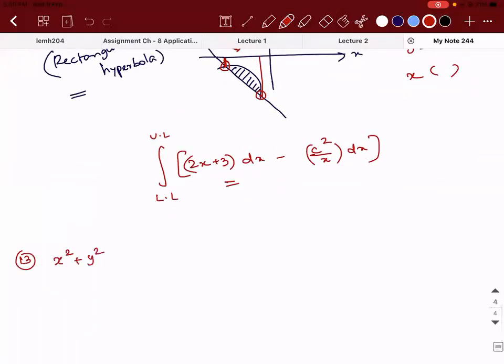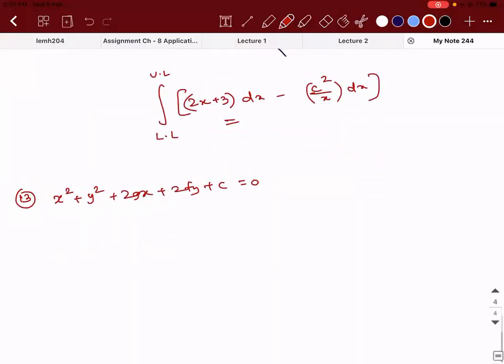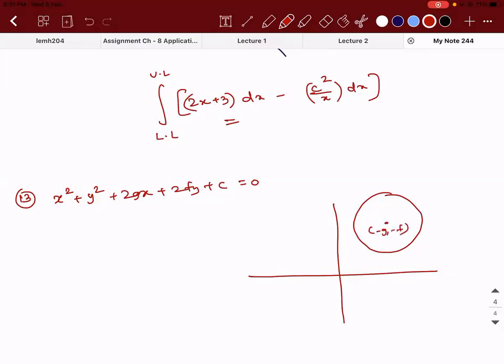x square plus y square plus 2gx plus 2fy plus c is equal to 0. What is this, guys? I myself slipped. This is a circle, but the center is no more at the origin. It is going to be minus g comma minus f, and the radius of the circle will be root of g square plus f square minus c. Clear? Yes, sir. It is clear.